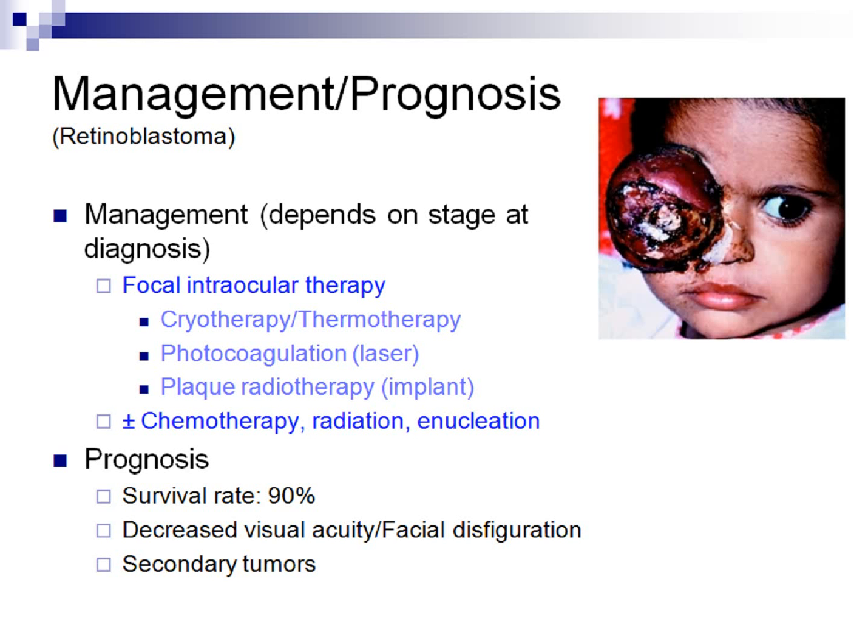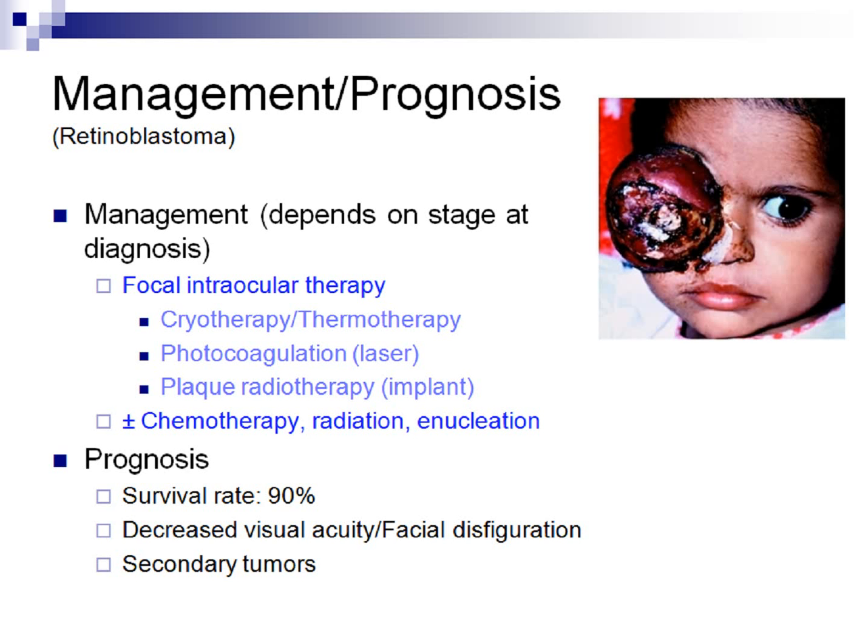So the management really depends. What we hope is we can catch it early. We can do some focal intraocular therapy, whether that's cryotherapy, laser therapy, and frequently it's followed by chemotherapy, radiation. Sometimes we have to remove the eye, and they lose an eye, and the earlier you catch it, the better the prognosis, the better the appearance can be, the cosmetic appearance.